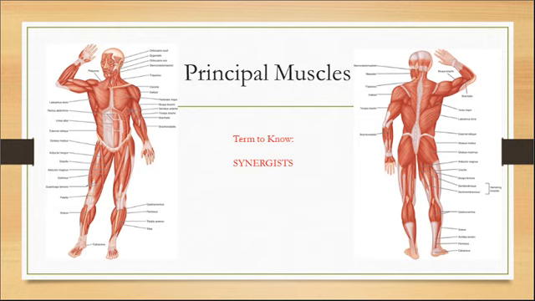Gluteus maximus, usually we're familiar with this one already. It's the muscle that extends and rotates the thigh laterally and tilts the pelvis. Biceps brachii, that is what flexes the elbow. Another term I want you to know is synergist. Synergists are muscles that stabilize joints.